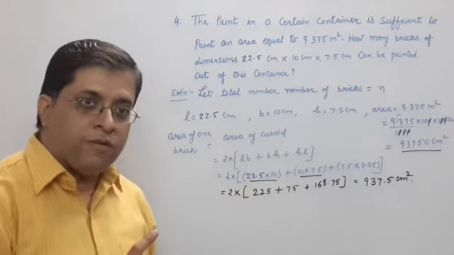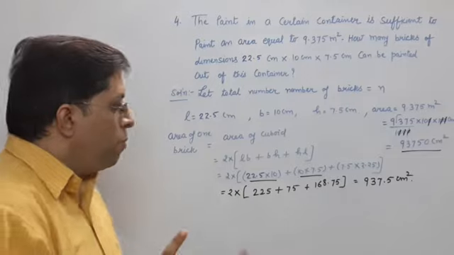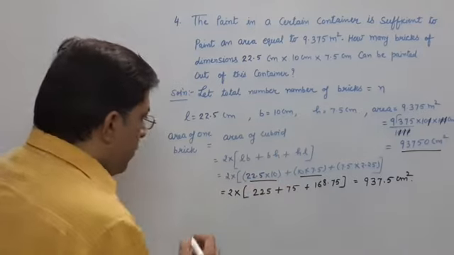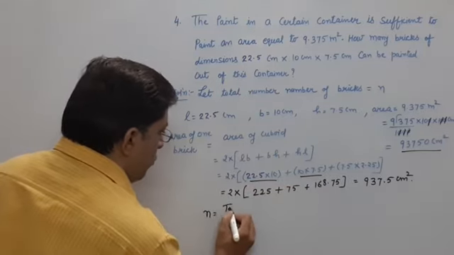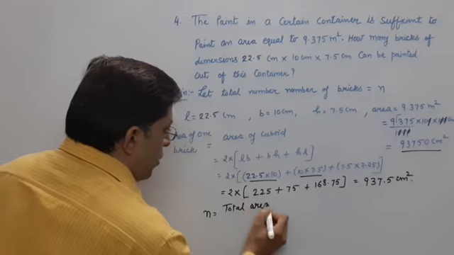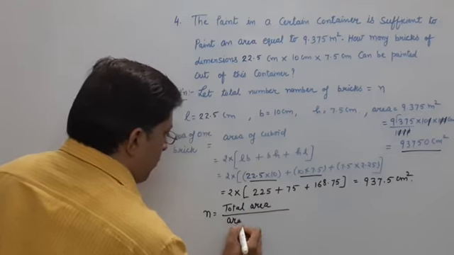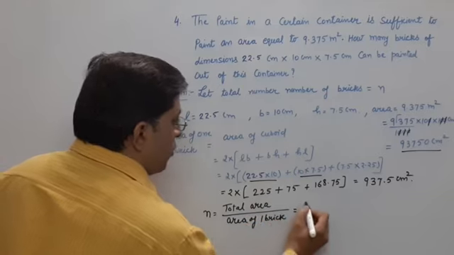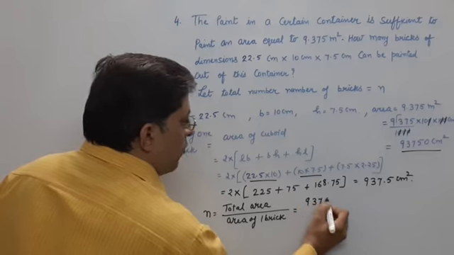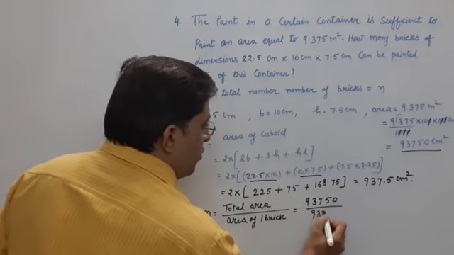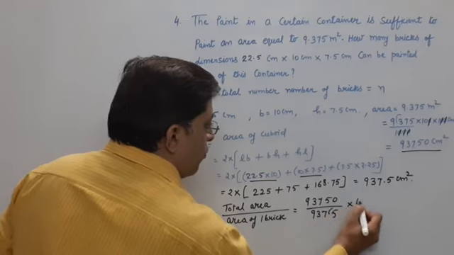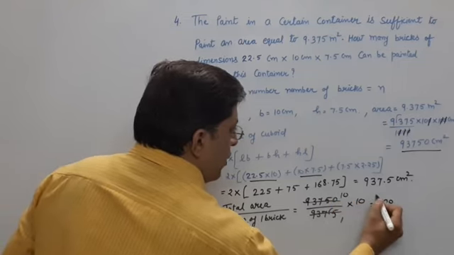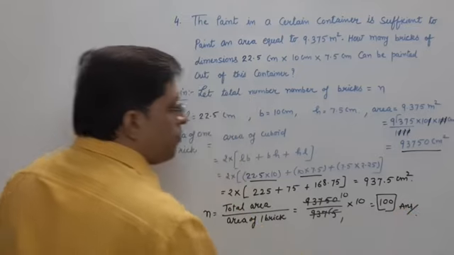You have to find number of bricks. How can we get number of bricks? Number of bricks is equal to total area upon area of one brick. N is equal to total area upon area of one brick. Total area is 93750 and this is 937.5. Remove this. Number of bricks are 100. This is the answer.